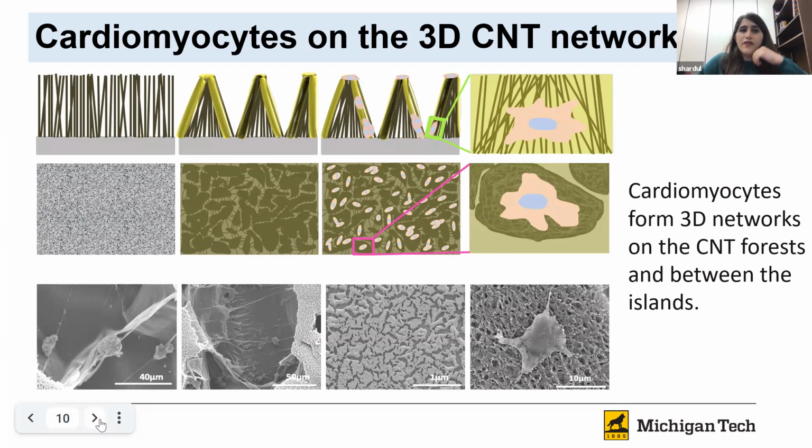Here you can see the schematic of the cardiomyocyte in this 3D CNT network. On top, you can see the side view, and after the coating, the CNTs were bent, and the cardiomyocytes were placed on top and between the side walls of the islands. In the top view, you can see the presence of islands and the cardiomyocytes on top of them. The SEM pictures on the bottom are the proof for this schematic. On the left side, you can see the side walls of the island and the top of the island.